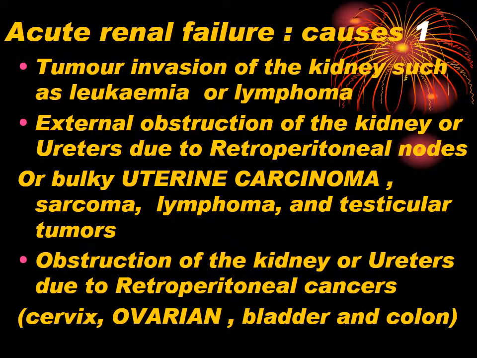Tumor invasion of the kidney, such as leukemia or lymphoma. External obstruction of the kidney or ureters due to retroperitoneal nodes, or bulky uterine carcinoma, sarcoma, lymphoma, and testicular tumors. Obstruction of the kidney or ureters due to retroperitoneal cancer like cervix, ovarian, bladder, and colon.